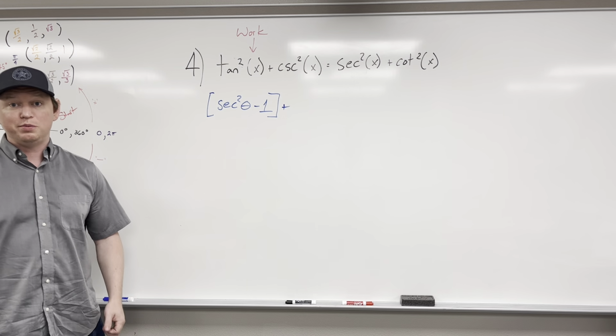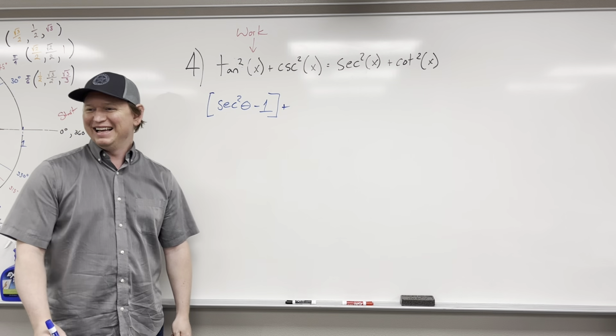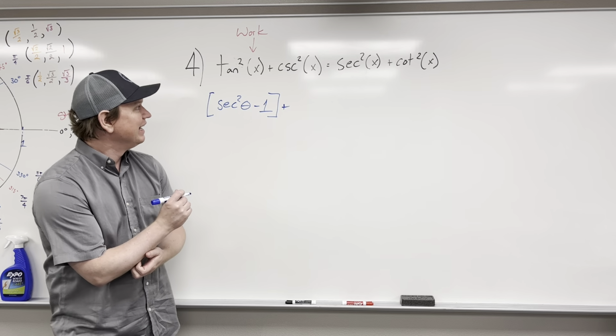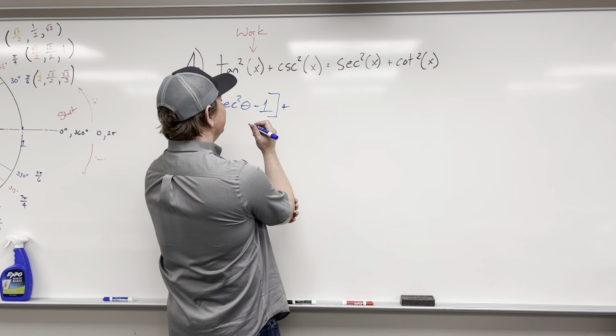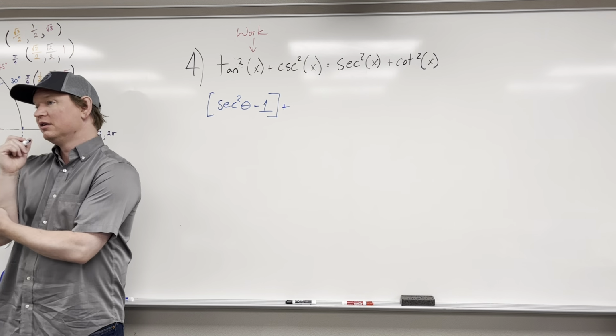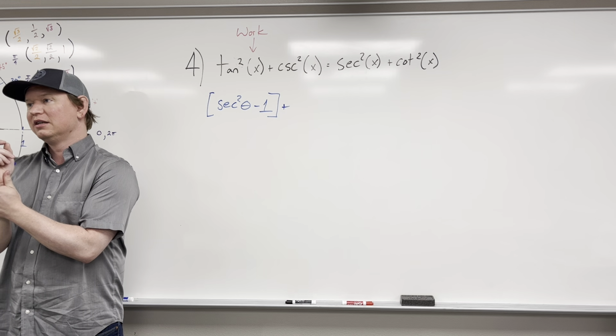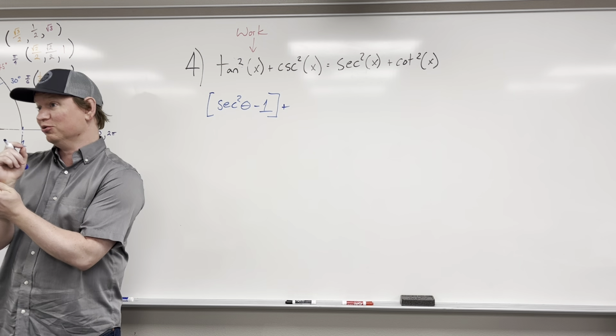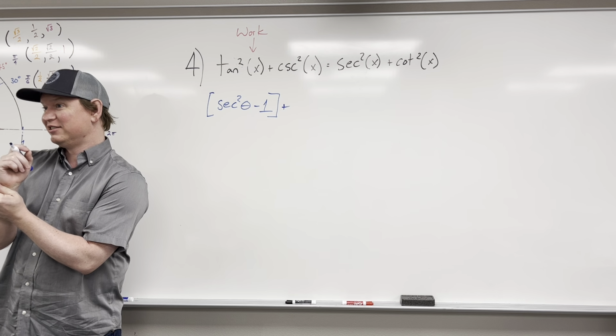So cosecant, what would the move be? Cotangent minus 1. Yeah, exactly. Or no, wait. Not cotangent minus 1. Right, because it's already equal to. So it's.